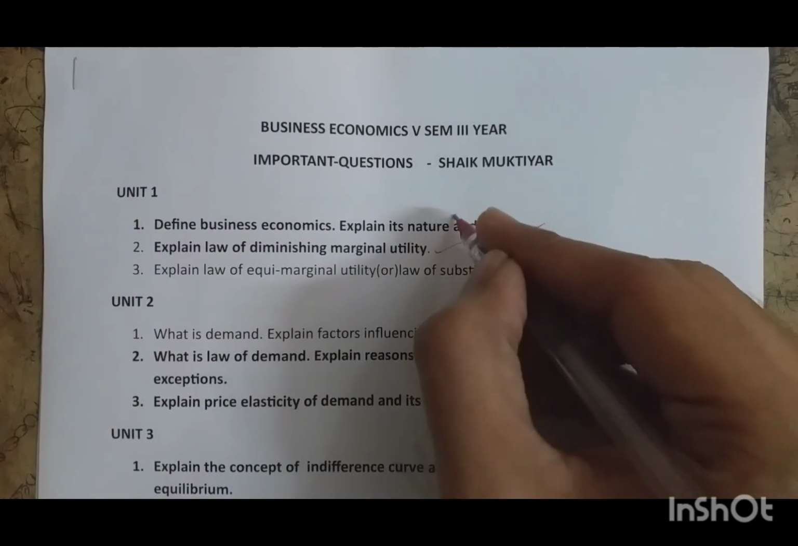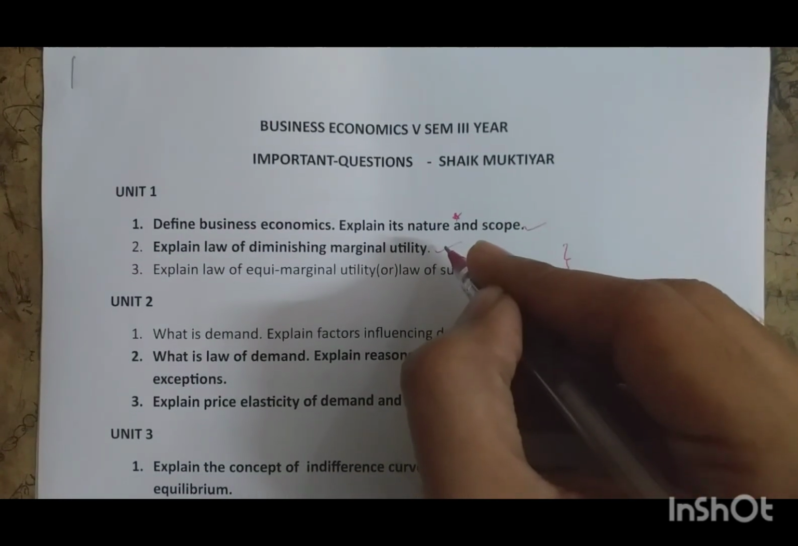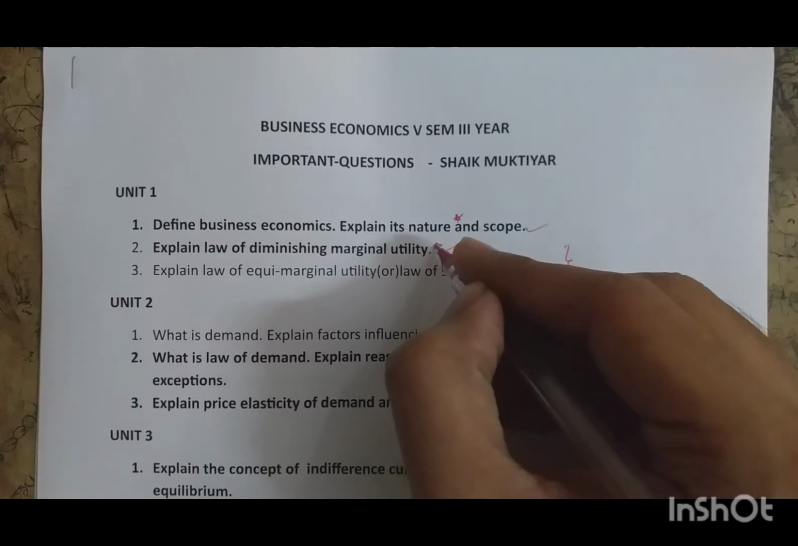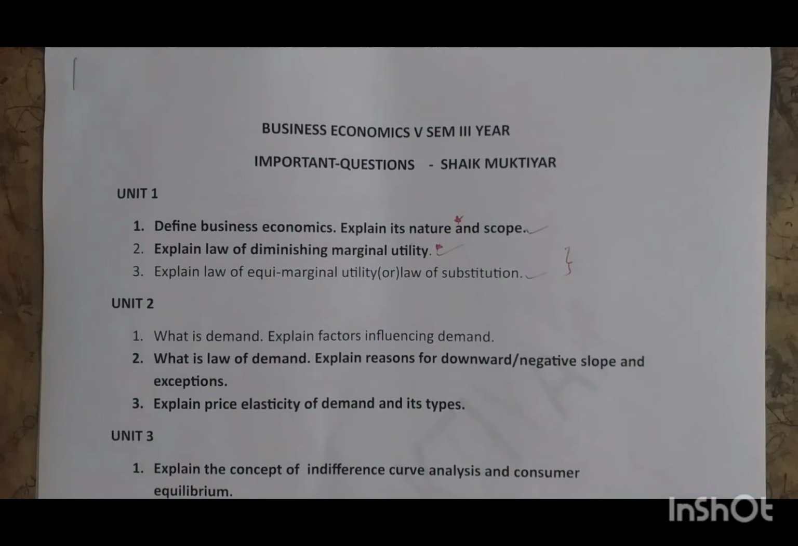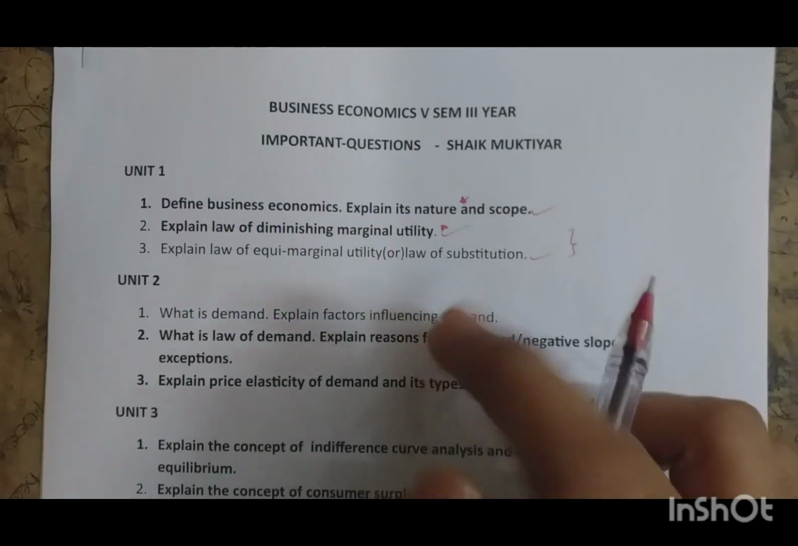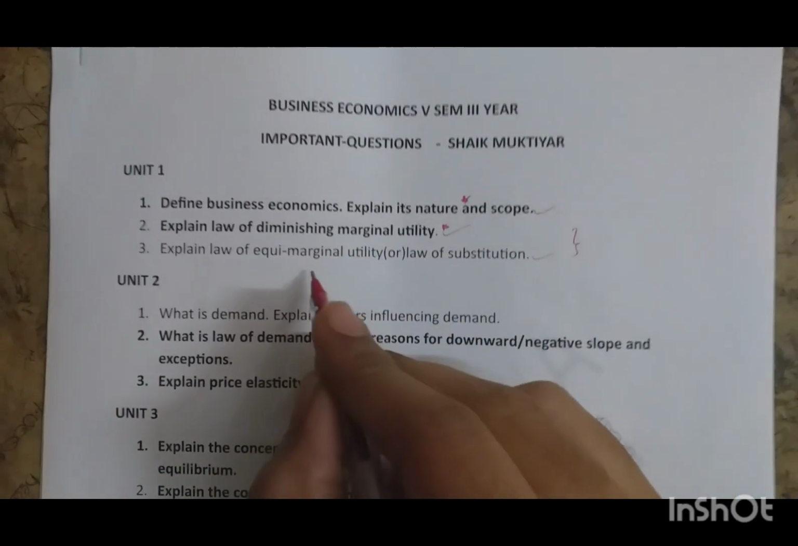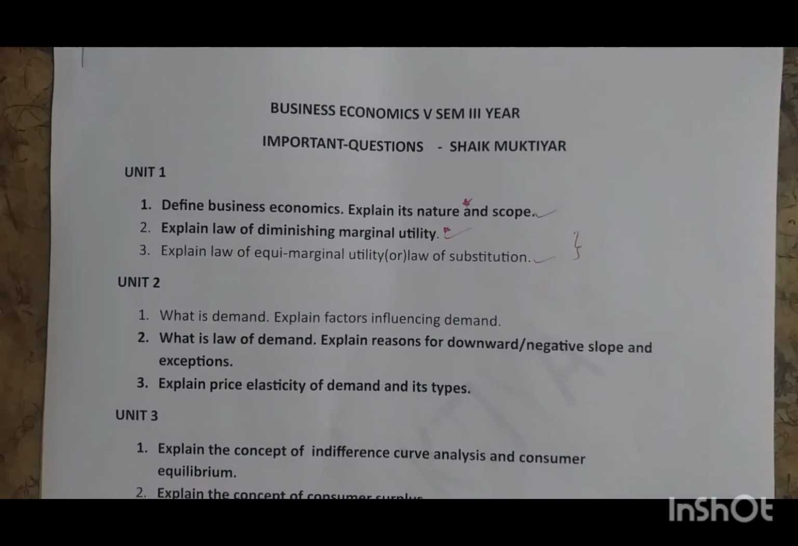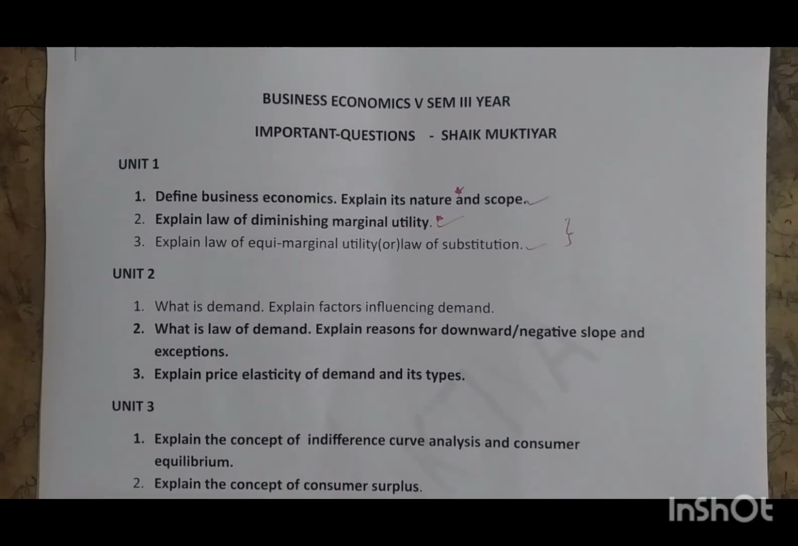From this, nature and scope is very important. Mostly he will ask that, otherwise he will ask the law of diminishing marginal utility. So both of these two are very important. For the third one, you can go with the law of equimarginal utility, which is also called the law of substitution.